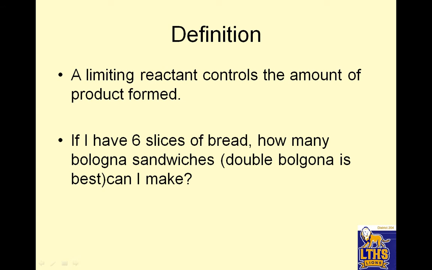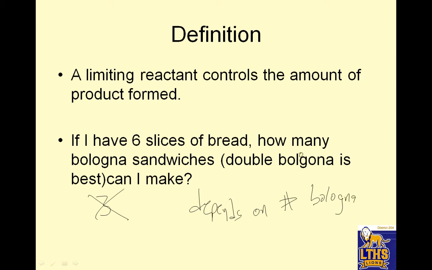Definition: a limiting reactant controls the amount of product formed. If I have 6 slices of bread, how many bologna sandwiches can I make? Double bologna is best. Now, how many bologna sandwiches can I make? You're a sucker if you say 3. You don't know how much bologna you have, so it depends on the number of bologna slices. I misspelled bologna.